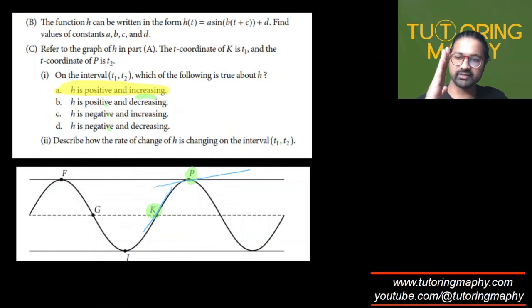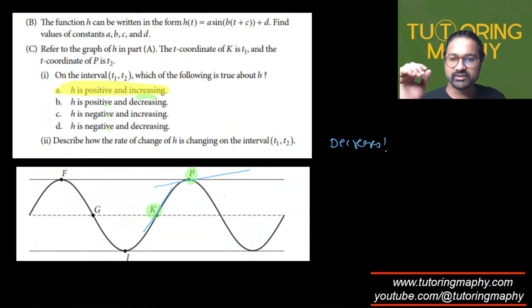So can we also agree that this is more steep, and as it moves from K to P, the steepness decreases? If the steepness decreases, it means that the slope of the tangent decreases. It means that the rate of change also decreases.